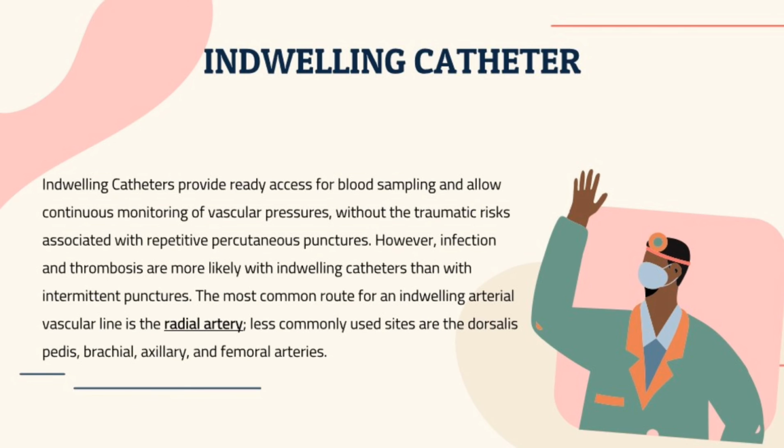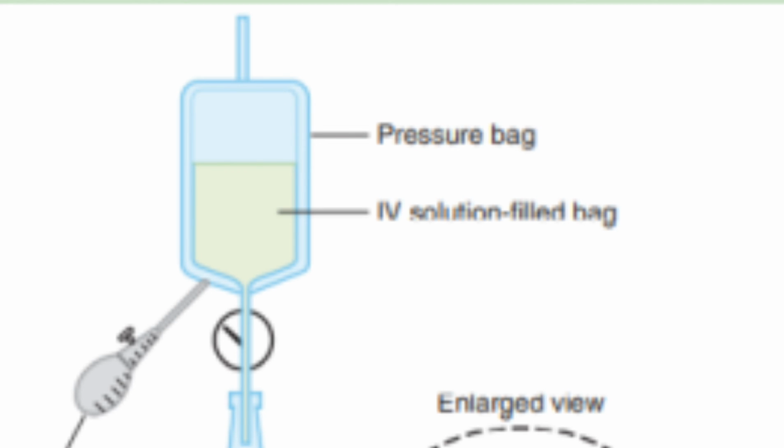Generally, there are two modes of getting the oxygen content of the patient. Number one is invasive, via an indwelling catheter, and number two is non-invasive, by using a pulse oximetry. Indwelling catheters, such as arterial, central venous pressure, and pulmonary artery lines, provide ready access for blood sampling and allow continuous monitoring of the vascular pressures without the traumatic risk associated with repetitive percutaneous punctures. However, infection and thrombosis are more likely with indwelling catheters than with intermittent puncture. The most common route for an indwelling arterial vascular line is the radial artery.